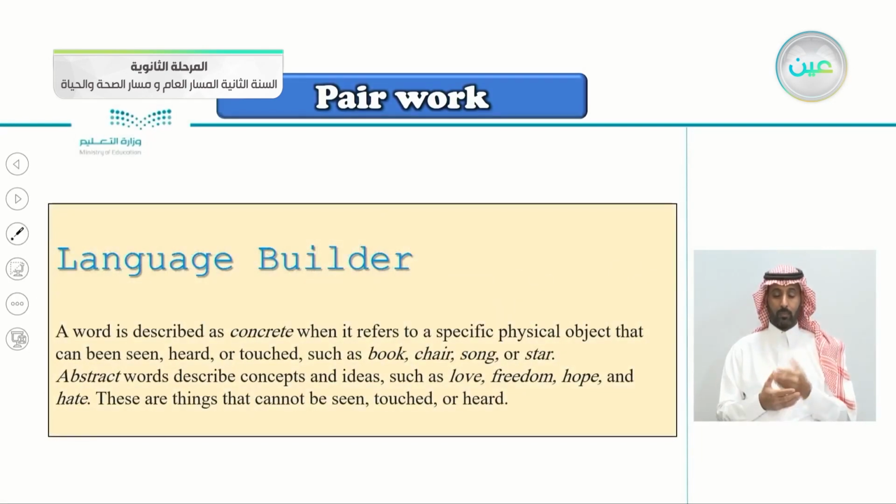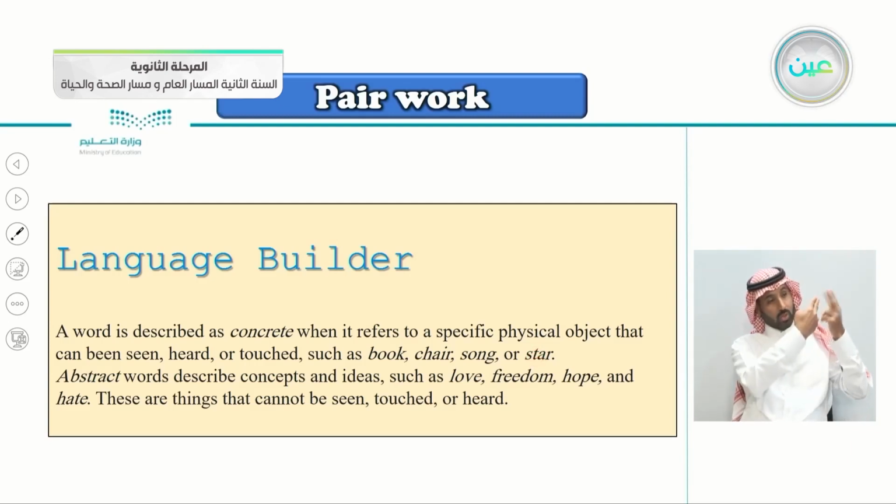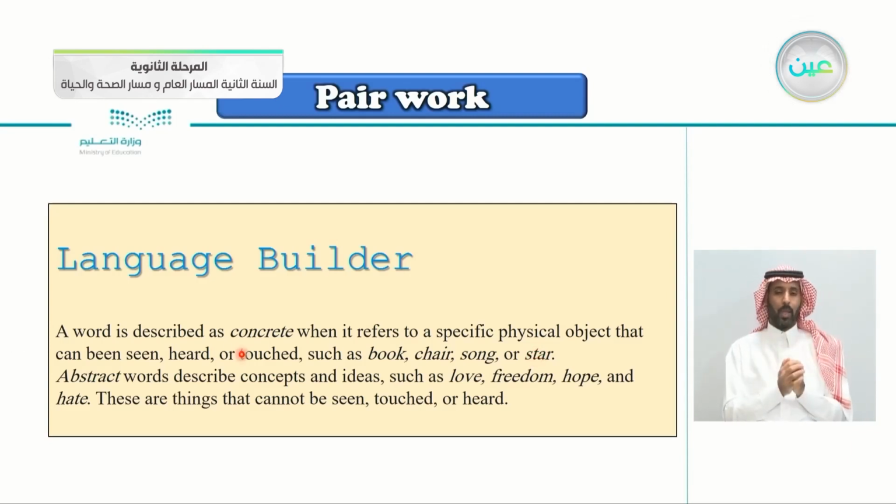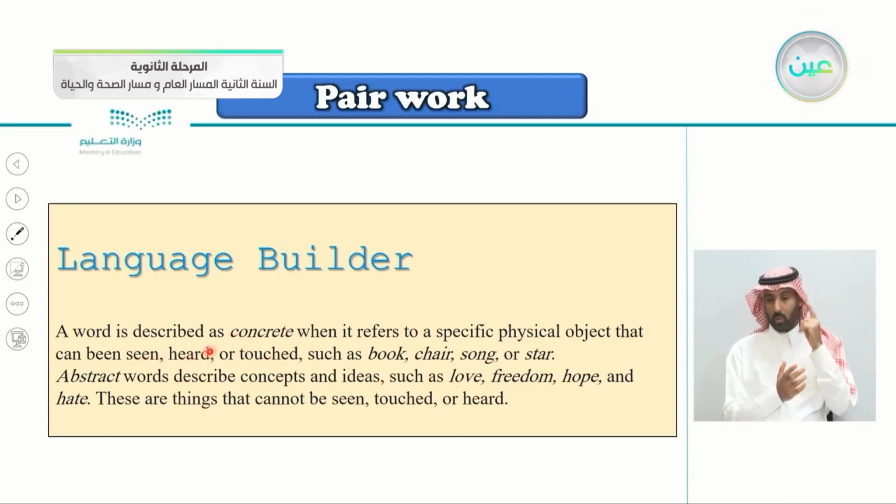Here's a language builder for you. A word is described as concrete when it refers to a specific physical object that can be seen, heard, or touched, such as book, because a book, you can touch. Chair. Song, you can hear a song. Or star, you can see a star. So we describe a word as concrete when you can see it, hear it, feel it, and so on.